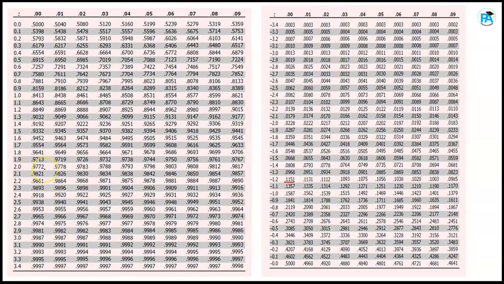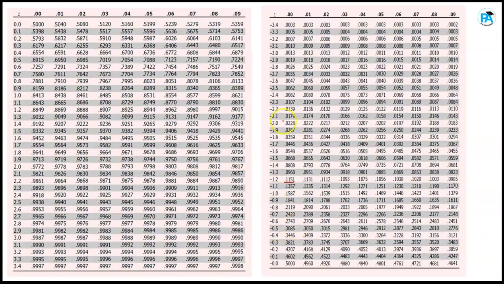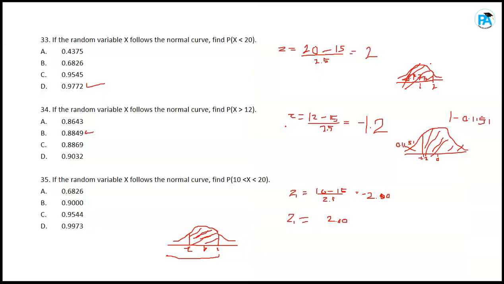0.9772, isn't it? Which means what? Area to the left, isn't it? So the area to the left of 2 is 0.9772. Now when you check negative 2 also, negative 2 gives you 0.0228. So you are going to find the difference.